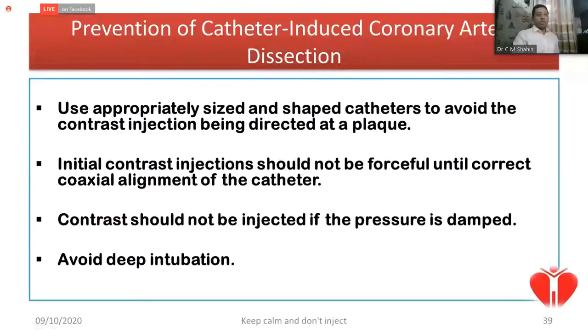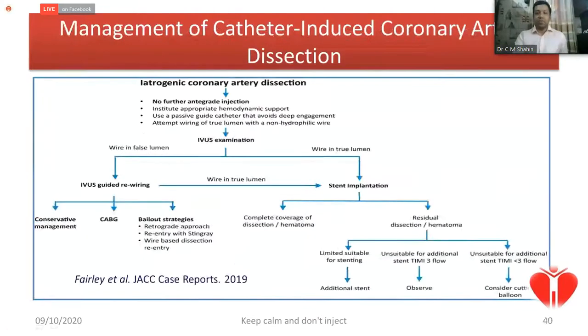So for prevention, we can use an appropriately sized and shaped catheter. We can avoid forceful contrast injection. Contrast should not be injected if the pressure is damped, and we can avoid deep intubation to avoid catheter-induced coronary artery dissection. This is the algorithm. I will go through the details.